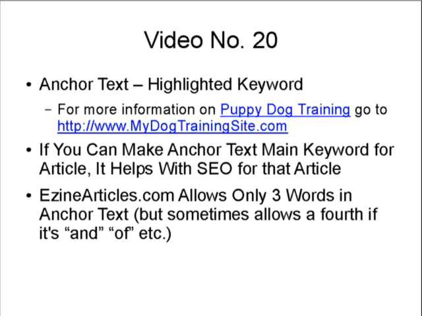Now, Ezine Articles only allows 3 words in the anchor text, puppy dog training, but it sometimes will allow a 4th if it's a minor word such as and or of. But you can't use anchor text such as how to train your puppy dog never to go in your bathroom. That's too long of an anchor text, and they only allow 3 keywords at this point.